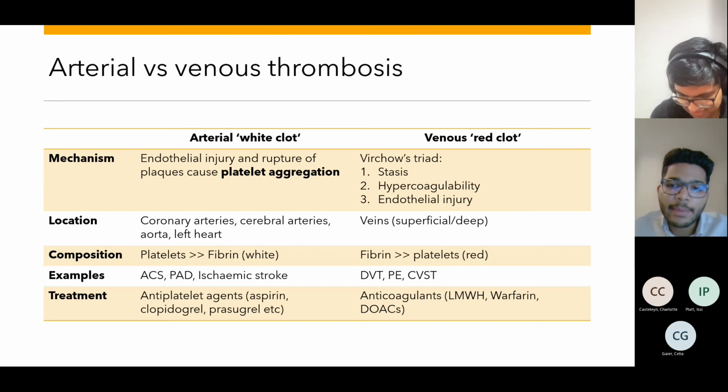So have a look at that table. And again, any questions, please do come back to us.